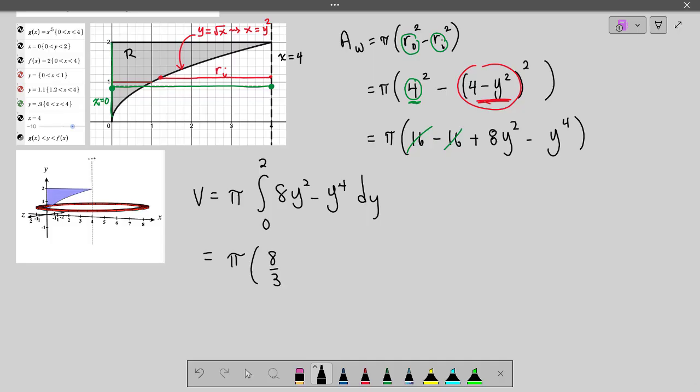So we'll do our standard power rule integration here. Add 1 to the exponent, divide by the new exponent. The lower limit of 0 gives 0 volume.